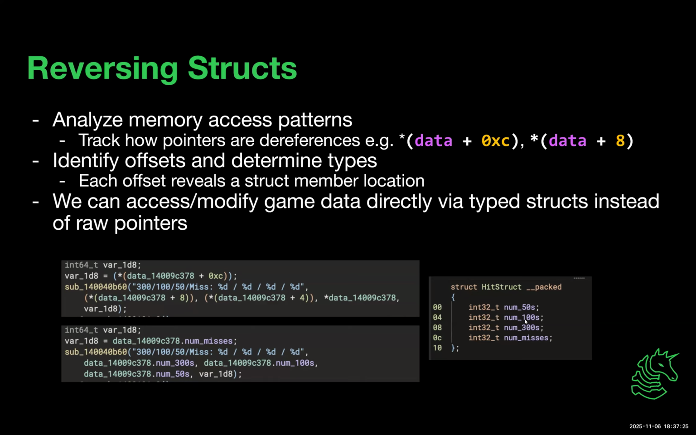So from here, we can actually reverse engineer the struct because we can match it up. Okay, 300 is being printed out, and that's right here, and the first argument to this function is data plus 8. So intuitively, we can say that this thing plus 8 is 300, and the same goes for the rest of these.